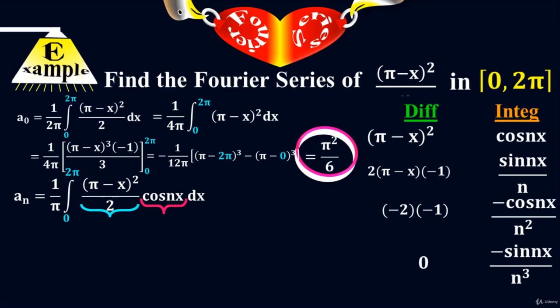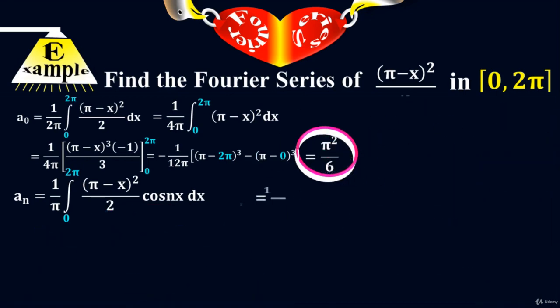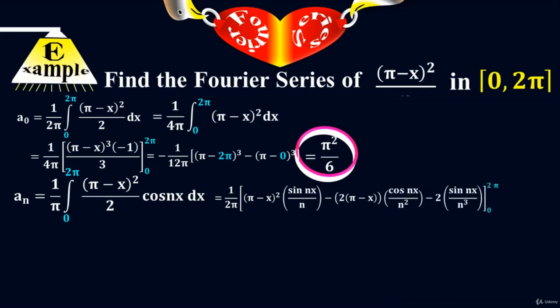I stop the process here because I got 0 for the differentiation panel at the end. So the time when you get 0, you stop the process. I start from plus here and then minus, plus. Take the cross product between the terms, which equals (pi minus x) whole square times sin nx over n, minus 2 into (pi minus x) times cos nx over n square, minus 2 into sin nx over n cube.